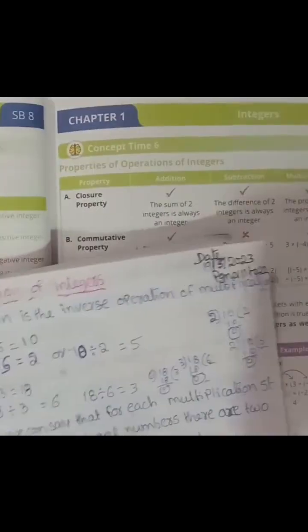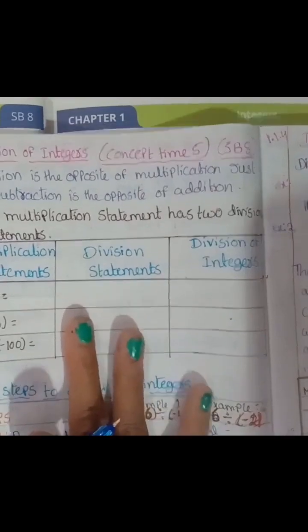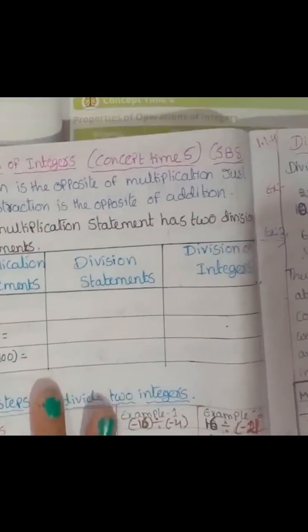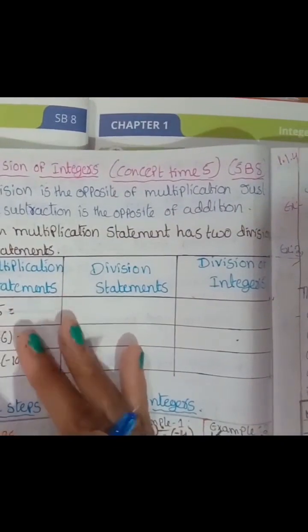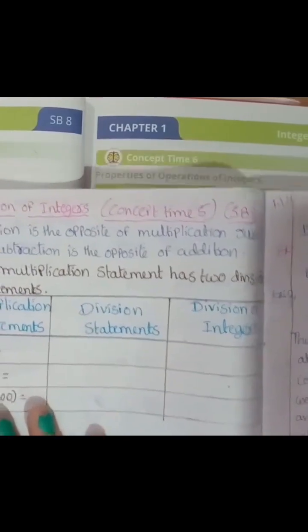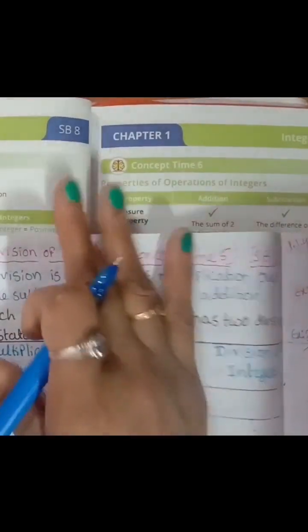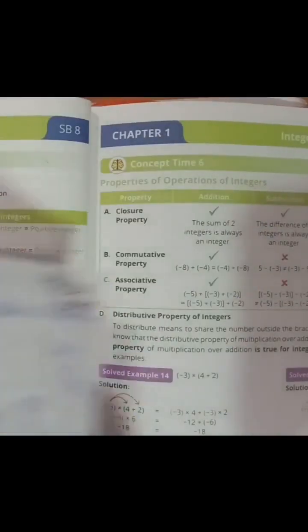This topic is the one left only, in the expert book: concept time 5, division of integers, page number 12. Step by step we will learn it today. In the Telangana state book this topic is over, but in the expert book it is not completed. First one is division of integers.